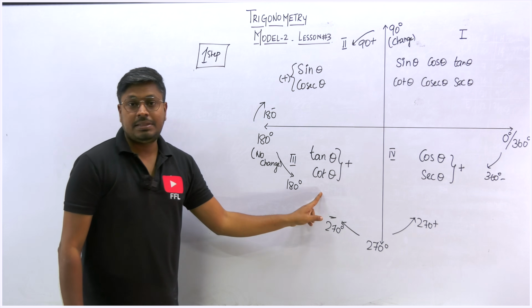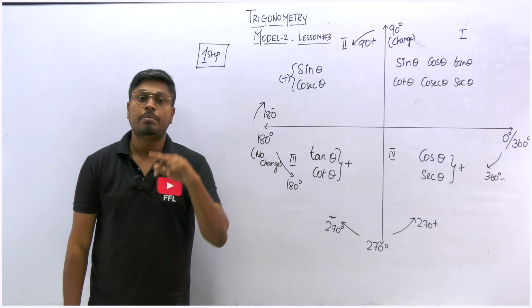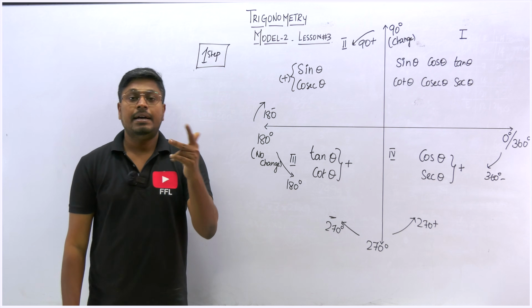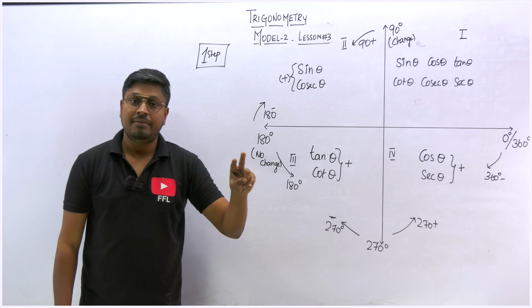Coming to the third, All Silver Tea. Starting with the letter T, tan theta. Tan theta's opposite will be cot theta. So tan theta and cot theta will be positive. Other than tan theta and cot theta, all the remaining will be negative.